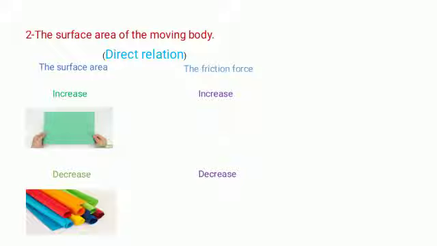The direct relation means that by increasing the surface area, the friction force increases, and by decreasing the surface area, the friction force decreases.